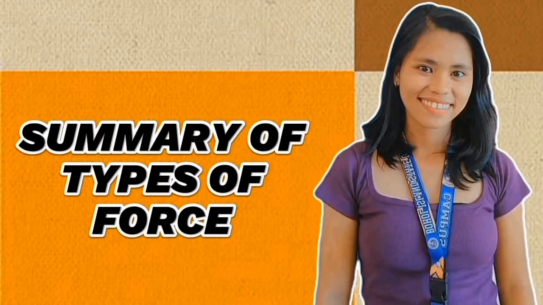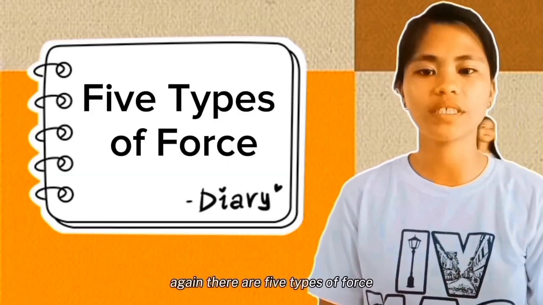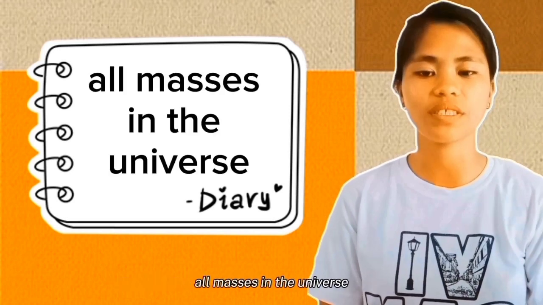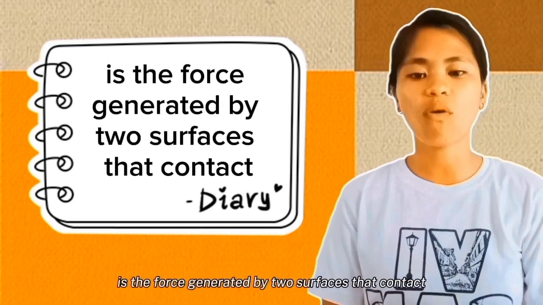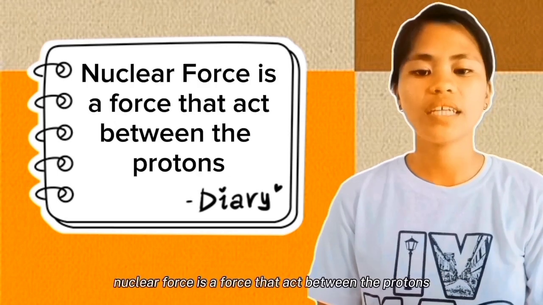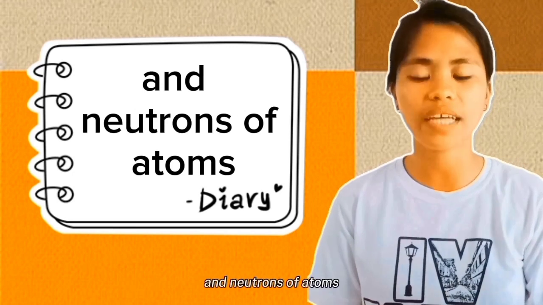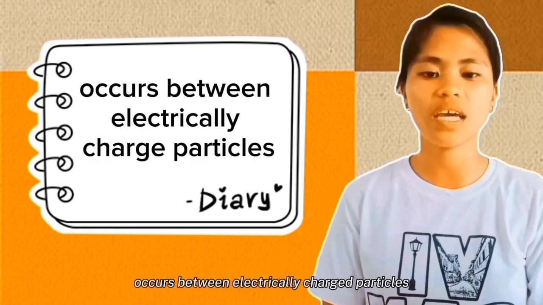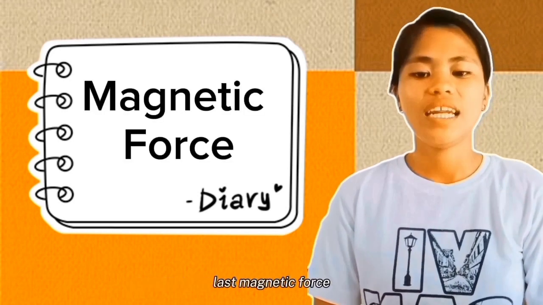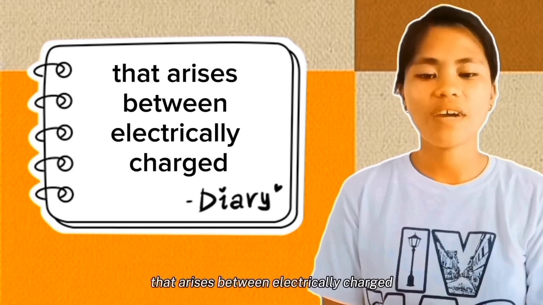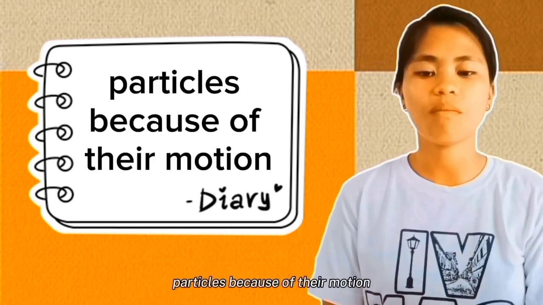Again, there are five types of force. First, gravitational force is the force of attraction between all masses in the universe. Second is frictional force, the force generated by two surfaces that contact and slide against each other. Third, nuclear force is a force that acts between the protons and neutrons of atoms. Fourth, electromagnetic force is a type of physical interaction that occurs between electrically charged particles. Last, magnetic force, attraction or repulsion that arises between electrically charged particles because of their motion.